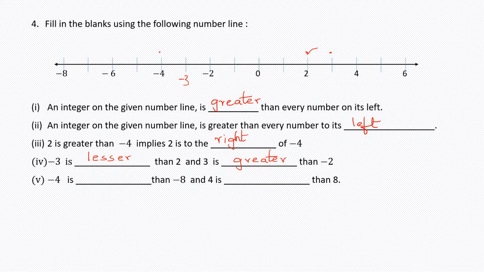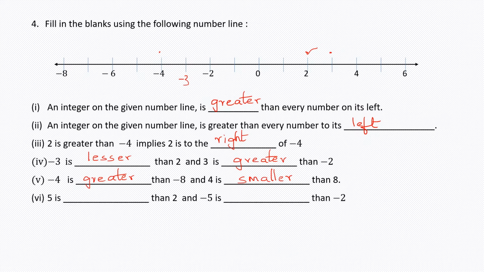-4 is here, is dash than -8. Every number to the left is smaller. So -8 is to the left of -4. So -4 is greater, isn't it? -4 is greater than -8. And what about 4? 4 is dash than 8. 4 is smaller. We know that. We know about positive numbers, isn't it? 4 is smaller than 8.